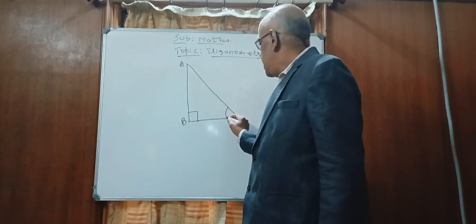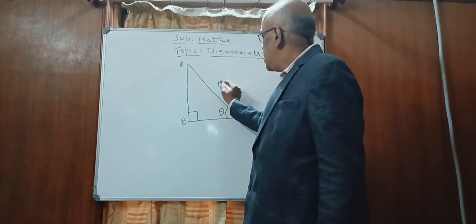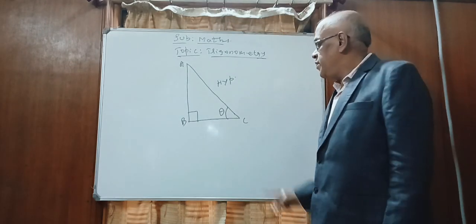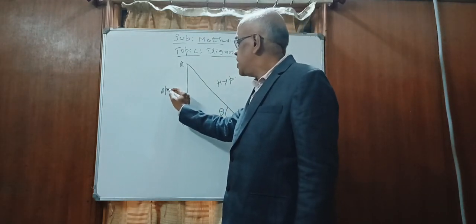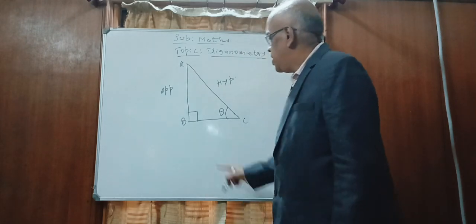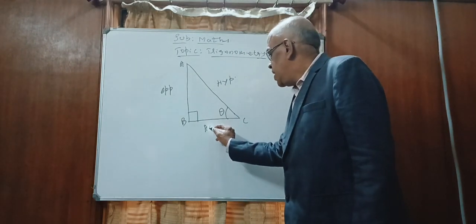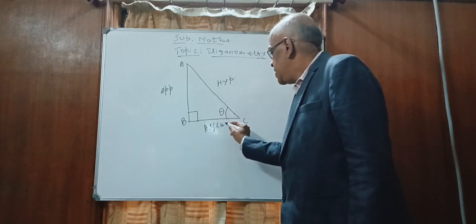Now, I'll take C as theta. So, the side opposite to angle B is what? Hypotenuse, denoted by HYP, short form. What about AB? Opposite to angle theta, it's the opposite side or perpendicular. What about BC? BC will be the base or adjacent side.